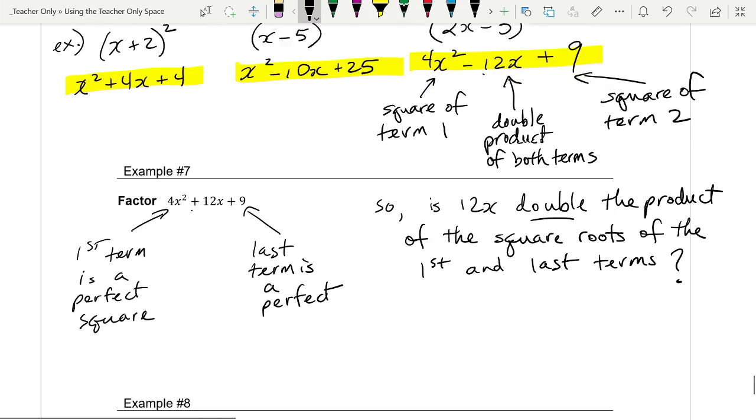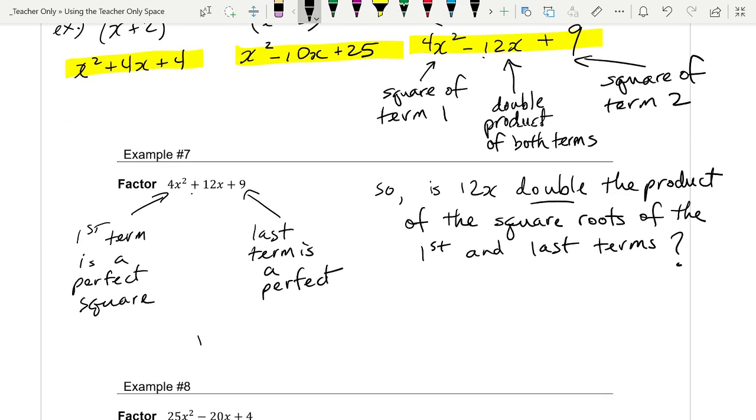So let's figure that out. The square root of 4x squared is 2x. The square root of 9 is 3. If I multiply 2x by 3, and then I double it, I get 12x.